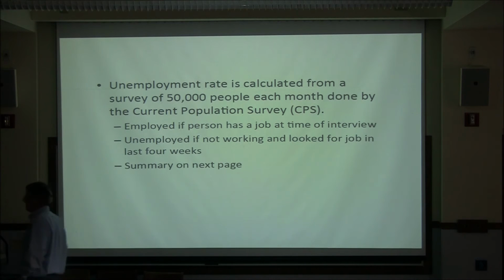So if your labor force is 100, the number of people working is 80, and the number not working is 20. What's the unemployment rate? 20%. 20 out of 100 people in the labor force aren't working. So it's just a percent of the labor force. So the unemployment rate, there's a slide here somewhere. Did I delete it?